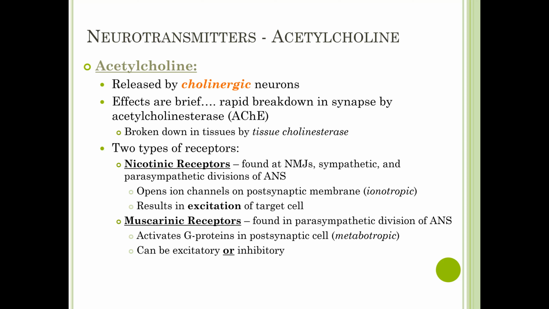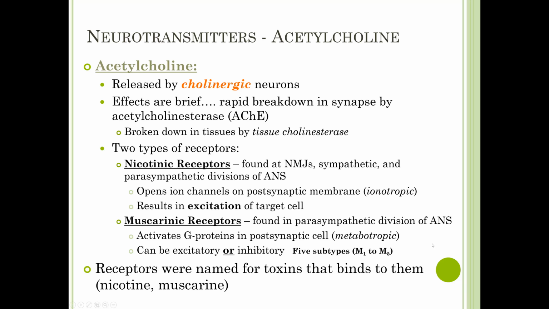So muscarinic receptors can be either excitatory or inhibitory depending on the subtype. There are actually 5 subtypes of muscarinic receptors called M1 to M5. We're not going to go into this level of detail. Just know that the muscarinic receptors can either be excitatory or inhibitory depending on which subtype is activated.